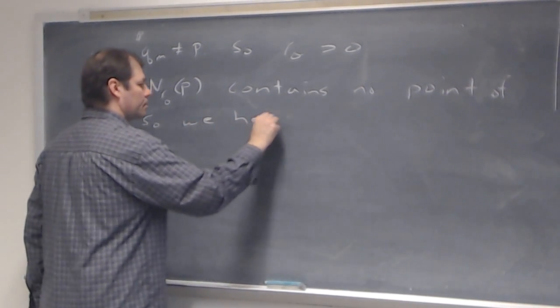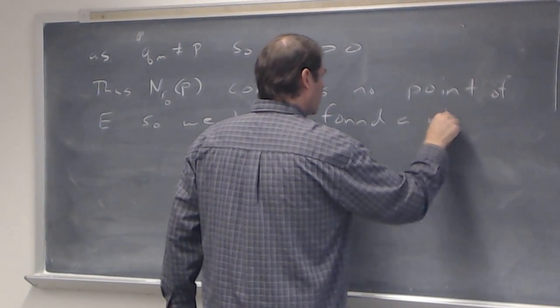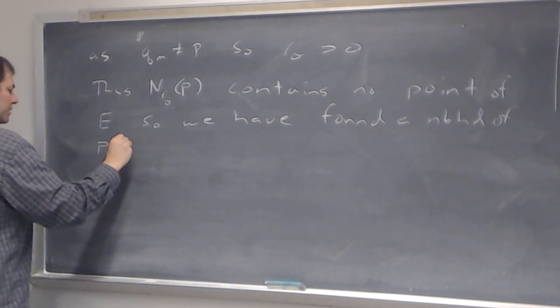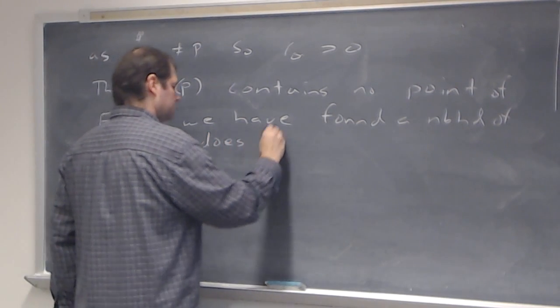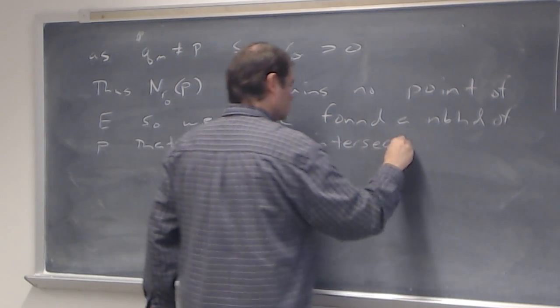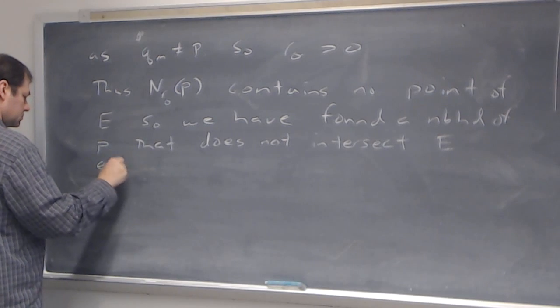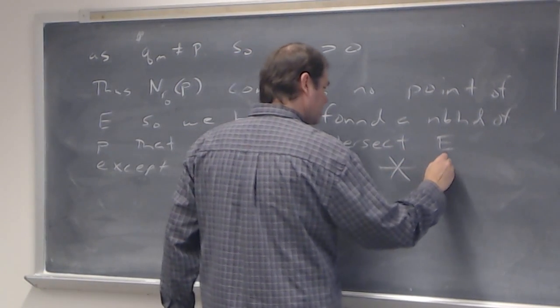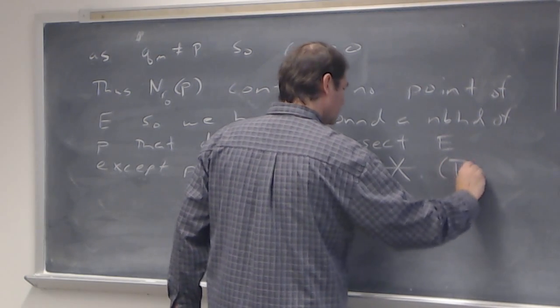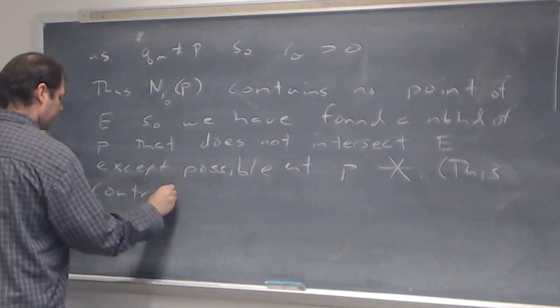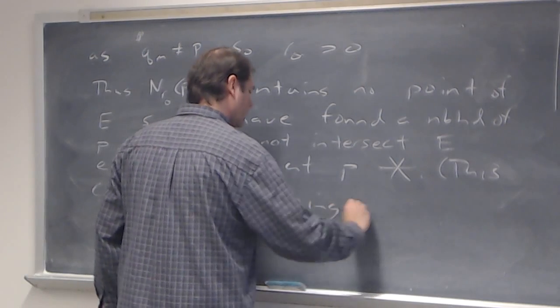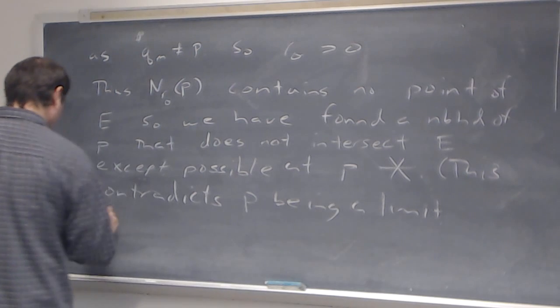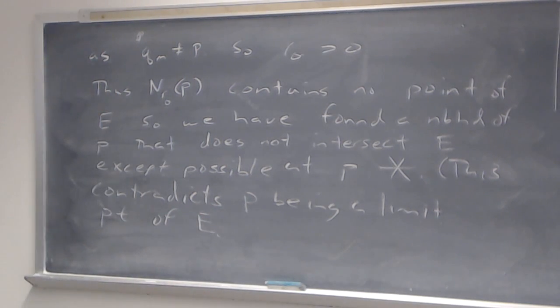So we have found a neighborhood of P that does not intersect E except possibly at P. But this is a contradiction because P is a limit point of E, and remember what it means to be a limit point of E: every neighborhood of P would have to intersect E at some point besides P. But here's one that doesn't. So that's a contradiction.